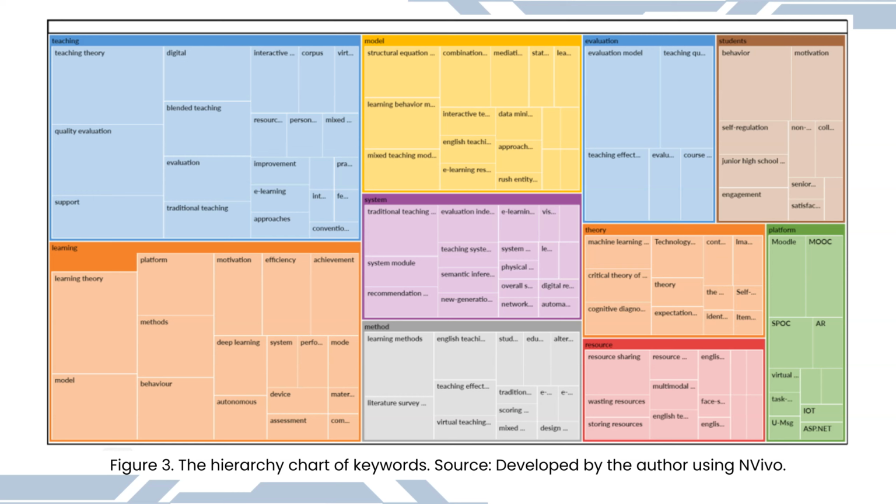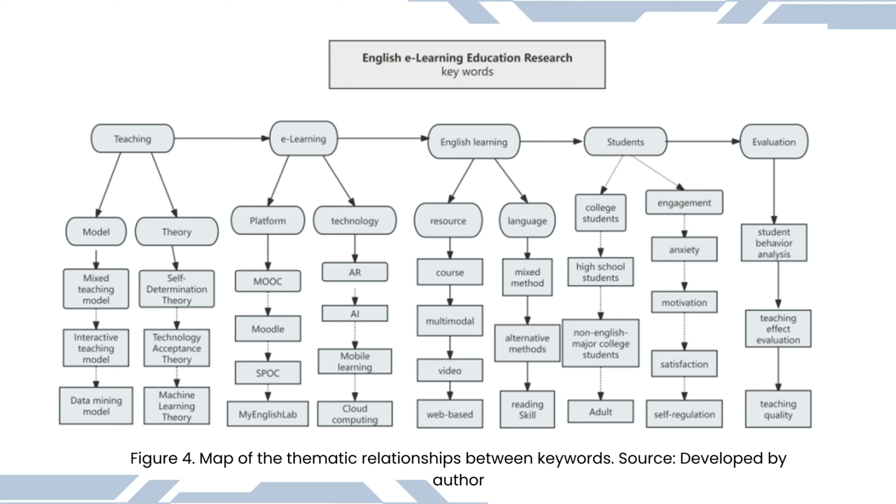Then we use NVivo to visualize a hierarchy chart to highlight significant categories like teaching, learning, model, system, method, evolution, theory, student, and platforms. Then we categorize these keywords. So the key themes in English e-learning education research can be categorized and summarized across 5 key areas: teaching, e-learning, English learning, student, and evaluation.